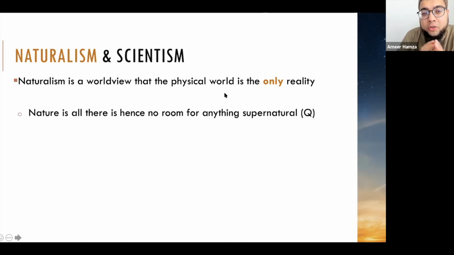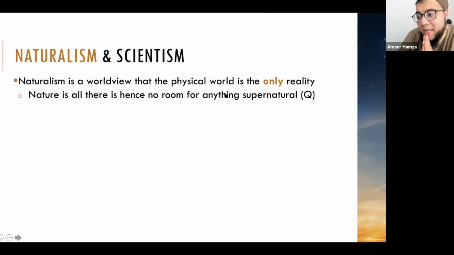So that's the first thing you want to get down in the definition. Second thing you want to get down in your definition. They go on to say nature, which by the way is another word they use for a material, physical reality. They say nature is all there is, hence there is no room for the supernatural.